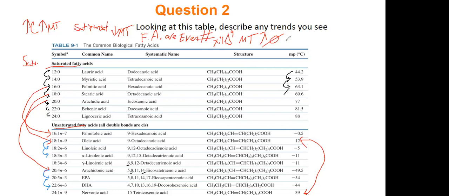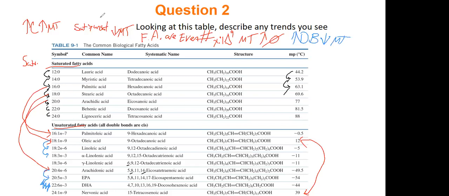Yeah. The more double bonds, the lower the melting temperature. Oh, that's not a 26. That's a 22:6. My bad. Basically, the more double bonds you have, the lower your melting temperature is going to be. But you can see it can be complex because it depends on how many carbons are in your tail to begin with. So those are some general trends of our fatty acids.